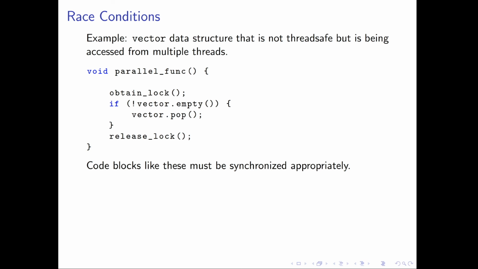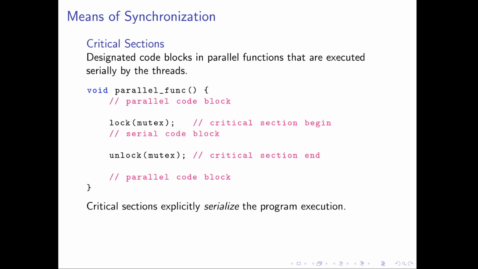And in order to avoid that, we synchronize those parallel functions in those regions where potential accesses to shared data structures happen. And we do so by obtaining locks. And after we obtain that lock from our thread function, execution becomes serial. And then after we're finished accessing those shared data structures, we release the lock again. And in general, this type of code block is called a critical section.